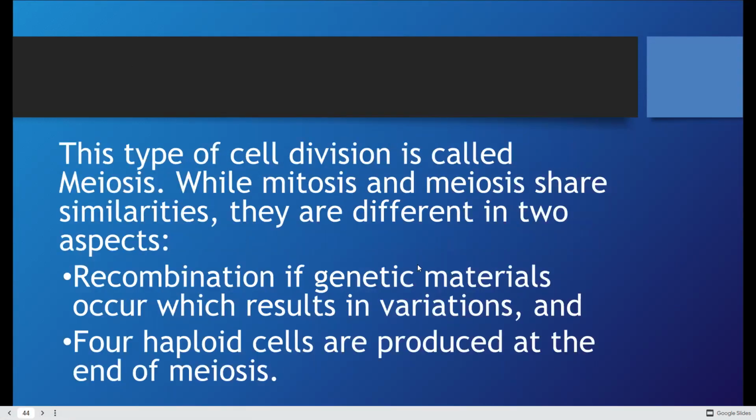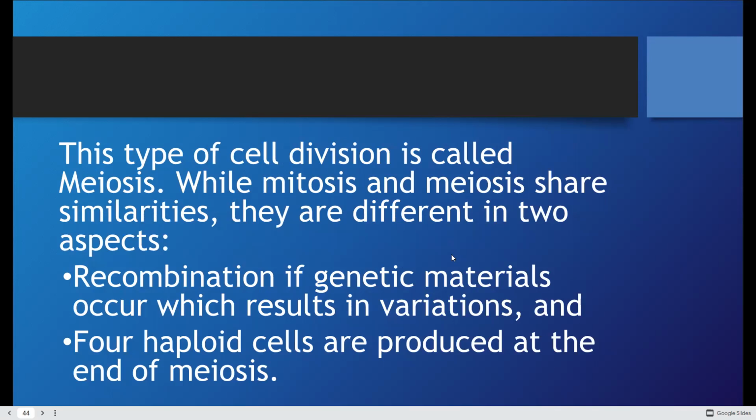This type of cell division is called meiosis. Okay? While mitosis and meiosis share similarities, they are different in two aspects. Number one, recombination of genetic material occurs, which results in variation. And number two, four haploid cells are produced at the end of meiosis. In mitosis, we have two daughter cells produced at the end. But at the end of meiosis, it's four daughter cells.